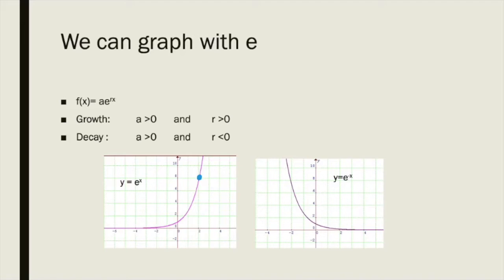Notice that if I made y equal e to the negative x, it's now decay. What I mainly want you to get out of this is that the y-intercept is at 1, because it's the invisible number in front, and that decay is when it's negative and growth is when it's positive. Okay? All right.